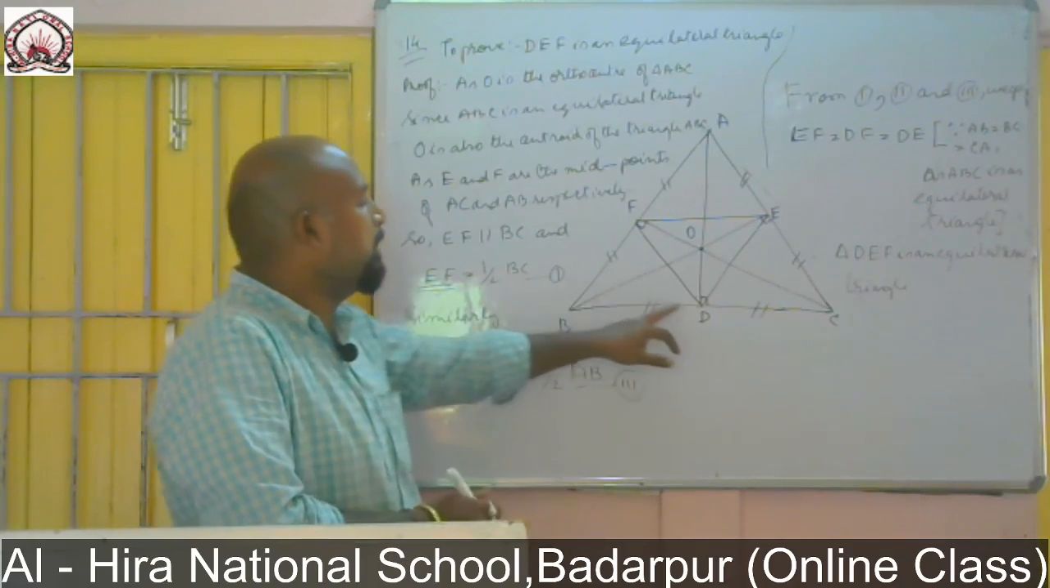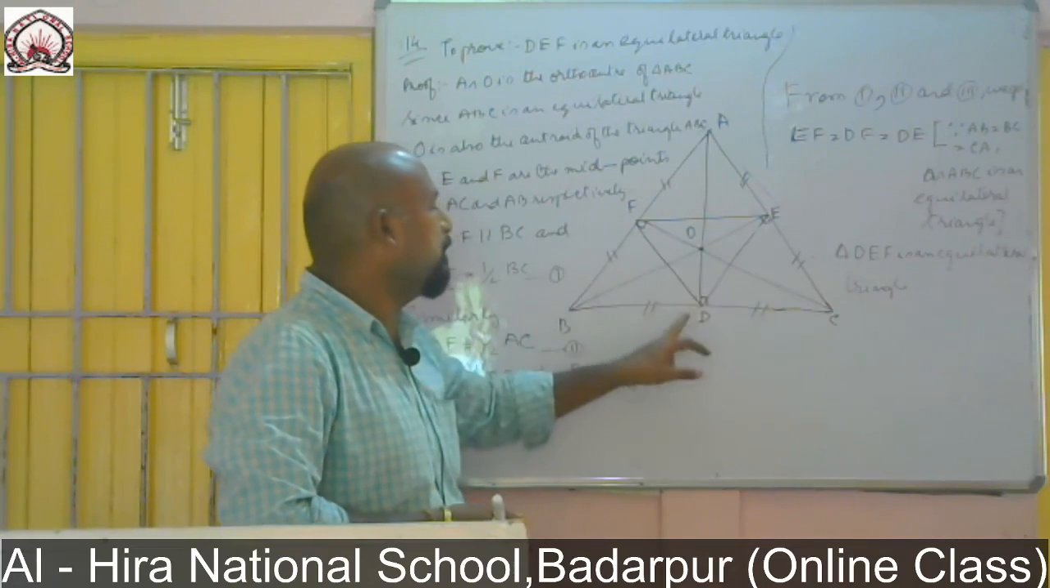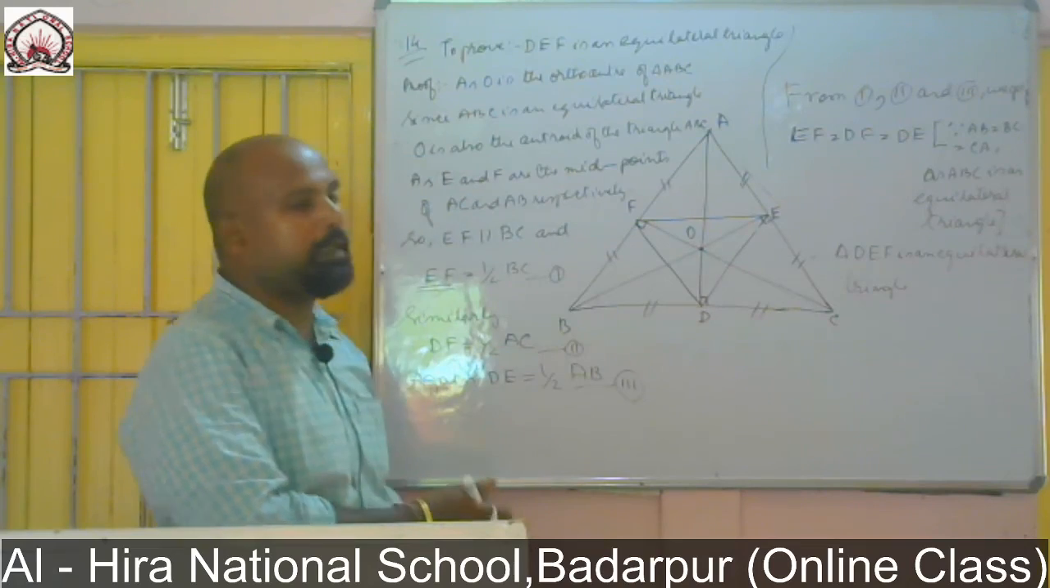So we can say that DE equals EF equals FD, so DEF is an equilateral triangle.